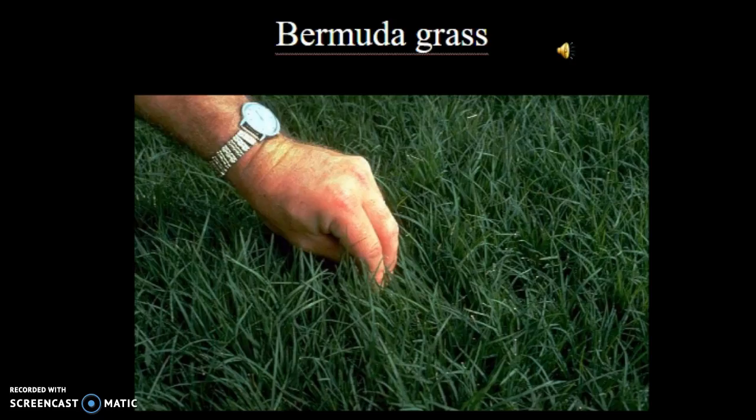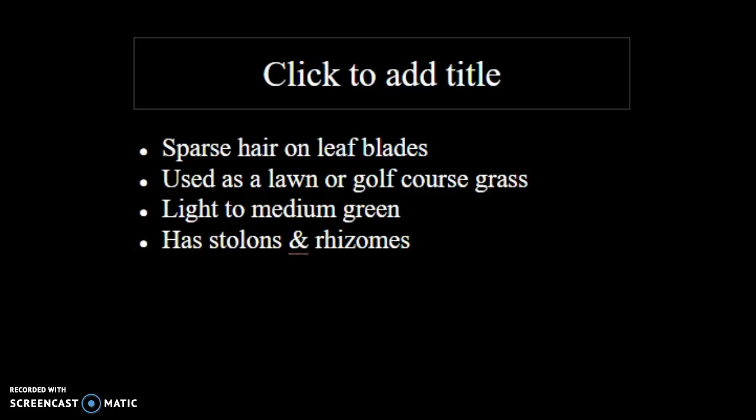The next one is going to be called Bermuda grass. And Bermuda grass is obviously going to be a turf grass. A lot of times people actually put this on golf courses, especially in Florida, areas like that. It's commonly used on golf courses. Next thing you need to know about Bermuda grass is it does have sparse or small hair just on the leaf blades.